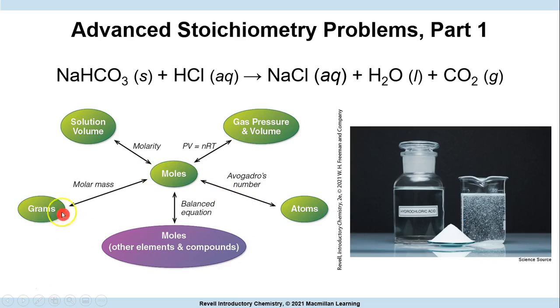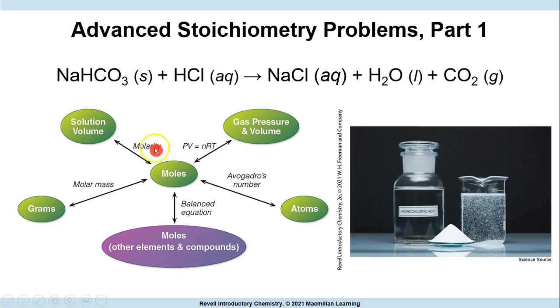So if we have grams of compound A and we have to move to the volume or the pressure, we are going to first of all convert to moles, then we use the ideal gas equation that we saw in chapter 4, I think.